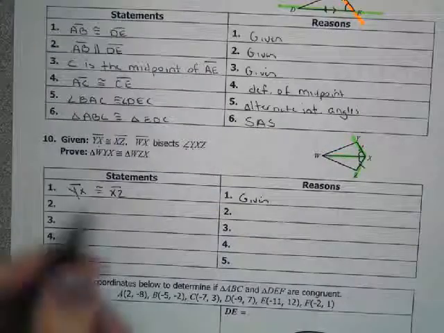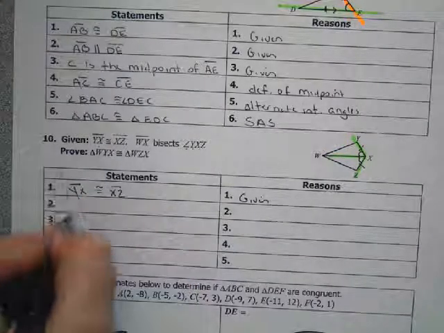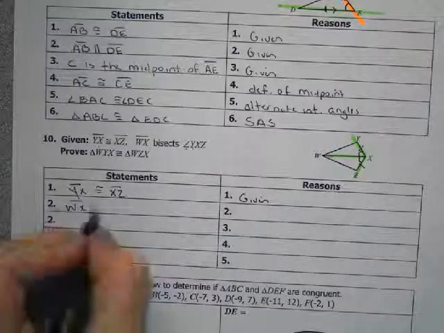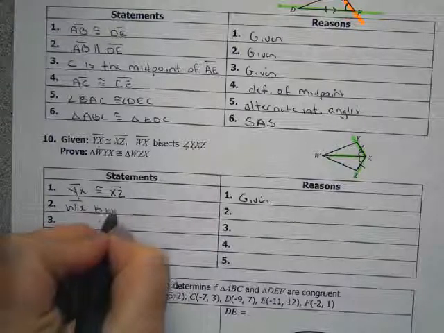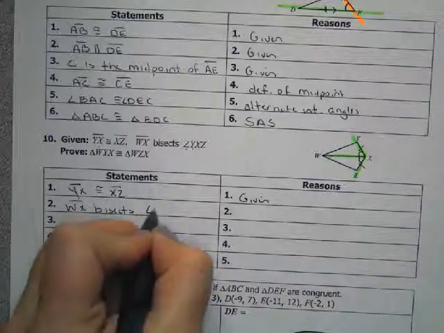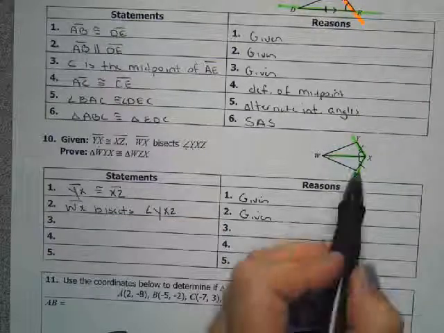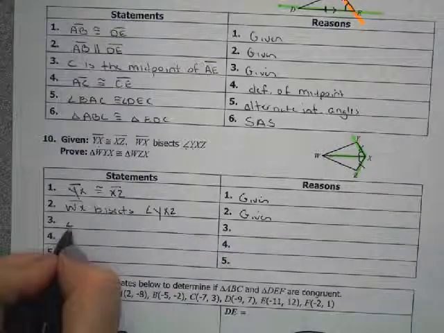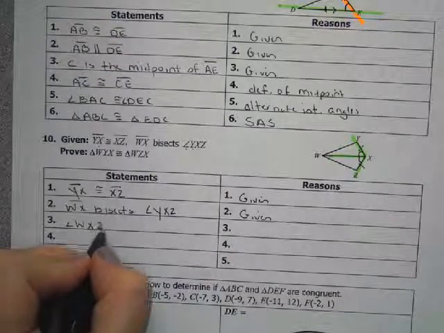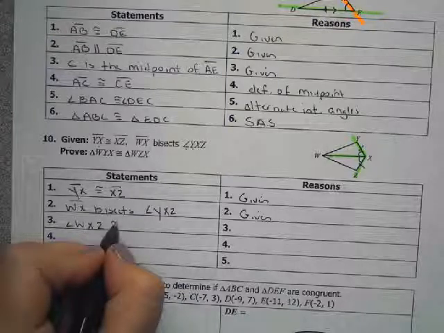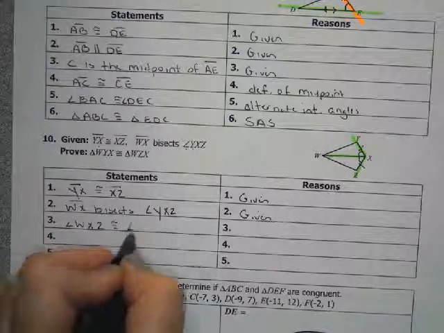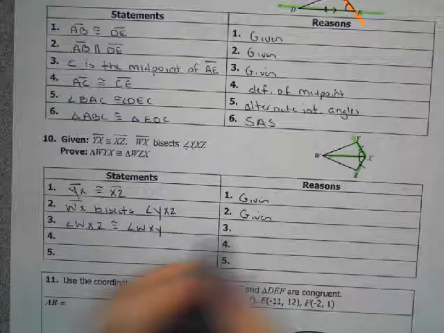So I'm going to start out with WX bisects angle YXZ. And because of that, by definition, angle WXZ is going to be congruent to angle WXY. And that is by definition of angle bisector.